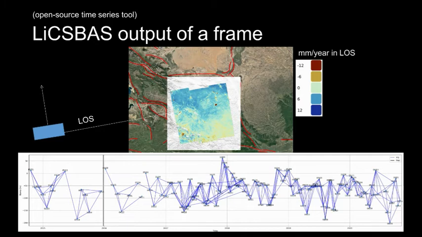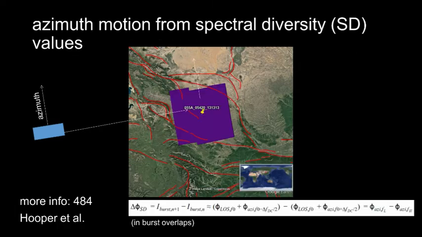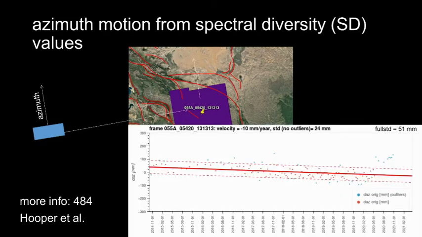The network of generated frame interferograms can be used for a time series analysis, for example by our open source tool LiCSBAS. Here we investigate the use of spectral diversity values that basically represent a subpixel azimuth shift of a scene with regards to the primary scene. We convert spectral diversity values to metric units and use Huber loss regression to filter outliers and estimate the rate of motion in the azimuth direction of the satellite orbit.